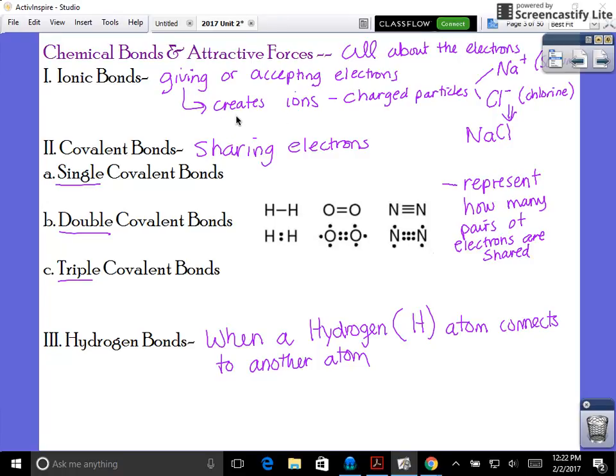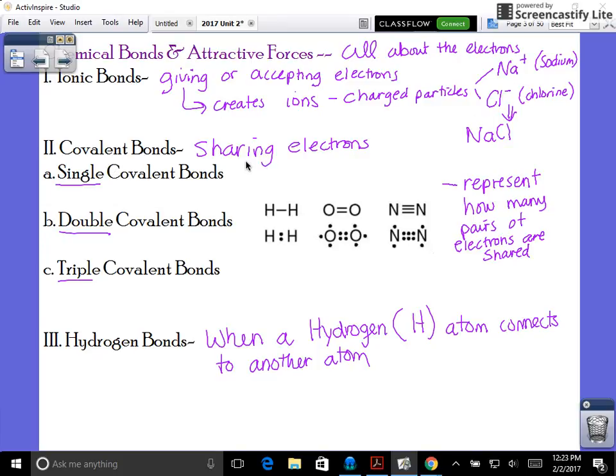Ionic bonding is created from ions, which are charged particles. So if you take a look here, you have a sodium ion and a chlorine ion combined to make sodium chloride, or otherwise known as table salt. So when you see this plus, that means that it's a positive ion. This is a negative ion.